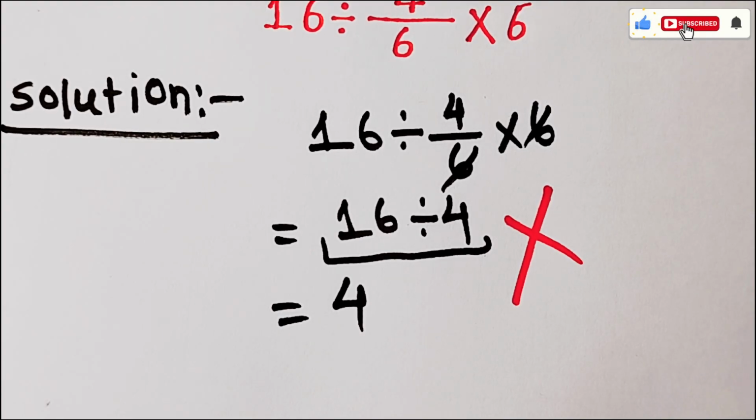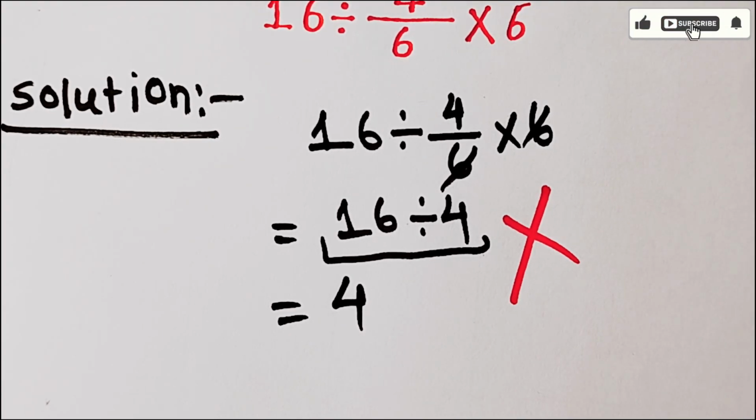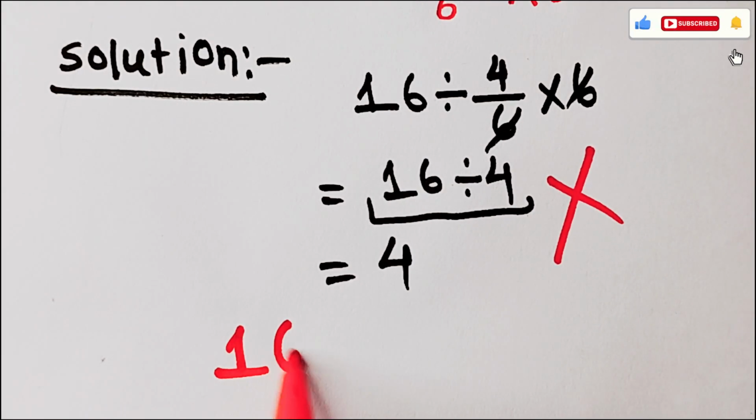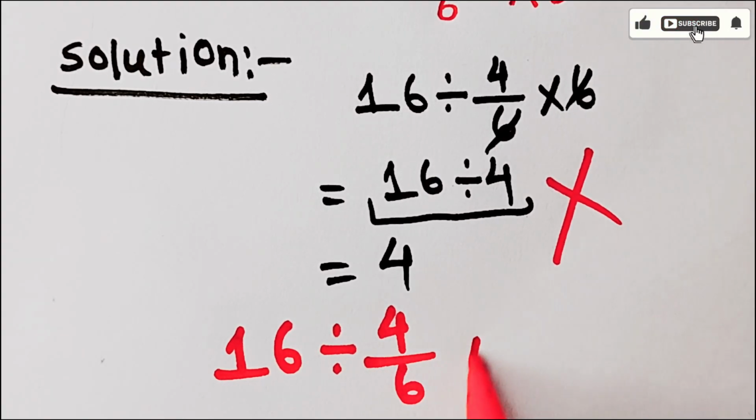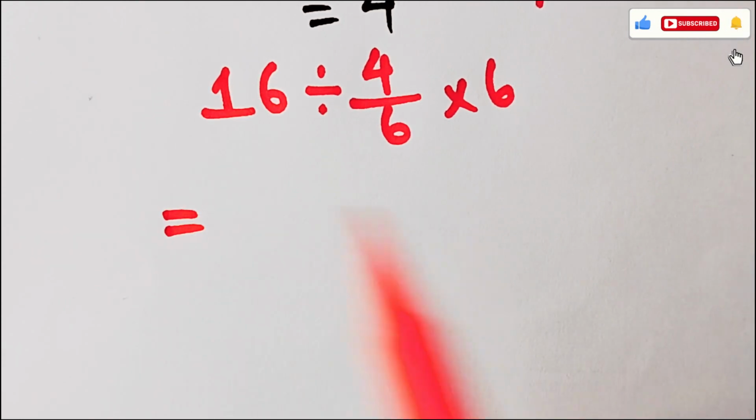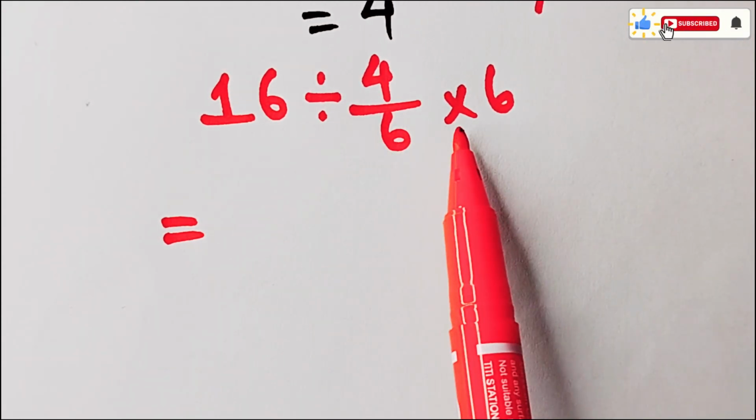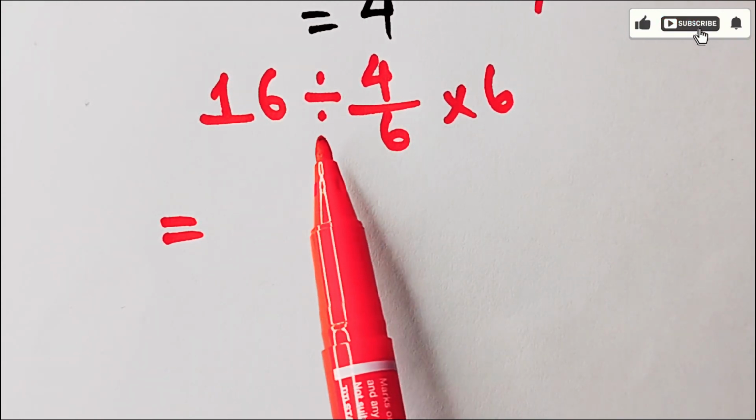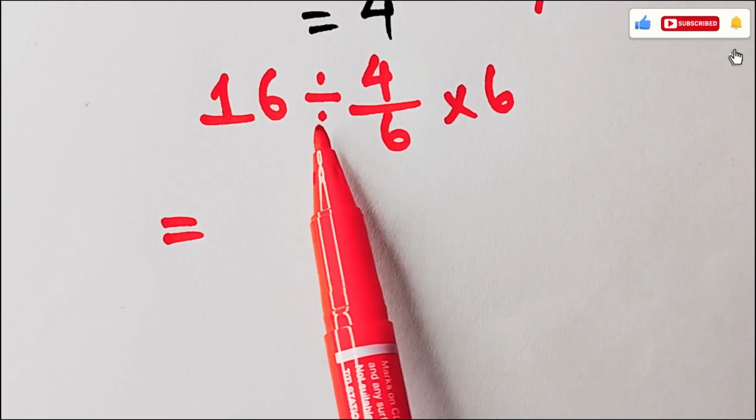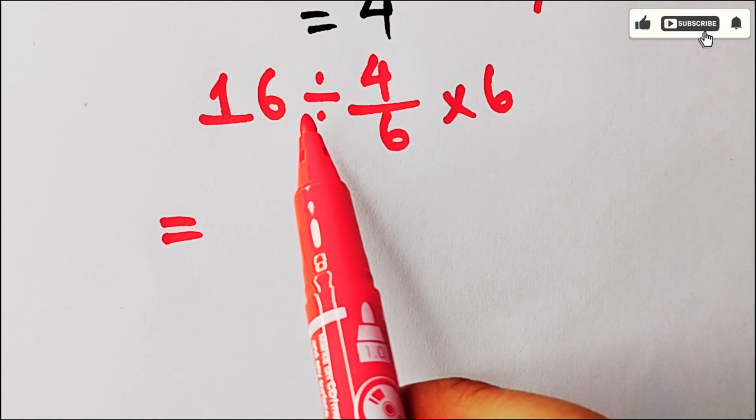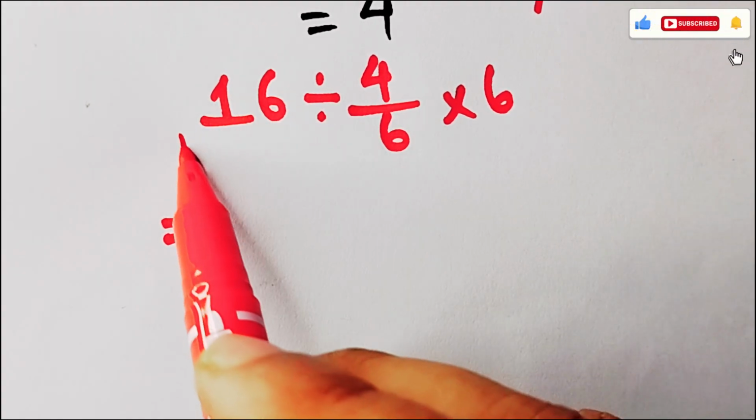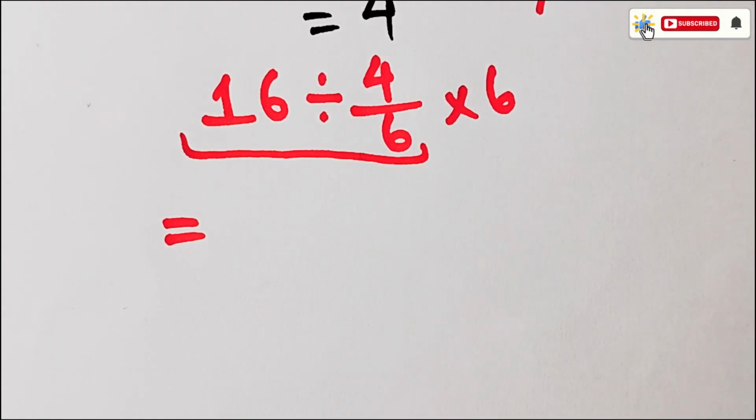Now I am going to solve this math in an appropriate way. 16 divided by 4 divided by 6 times 6. For division and multiplication, we should do first whichever comes first. Okay, here division comes first, that's why we should do that term first.